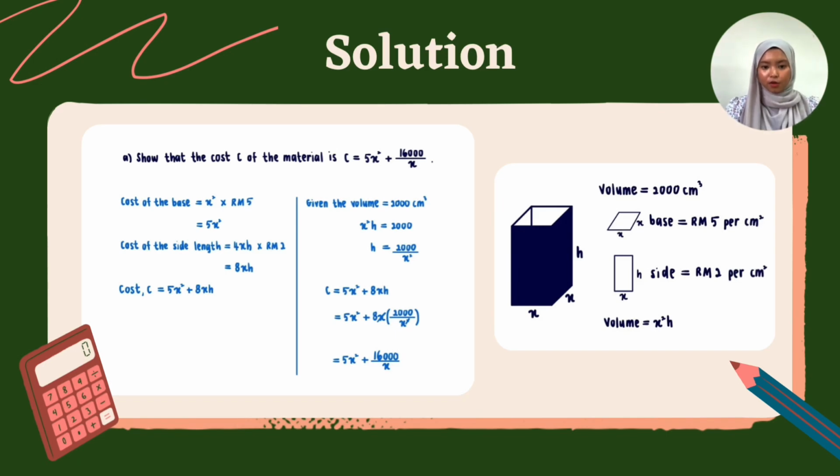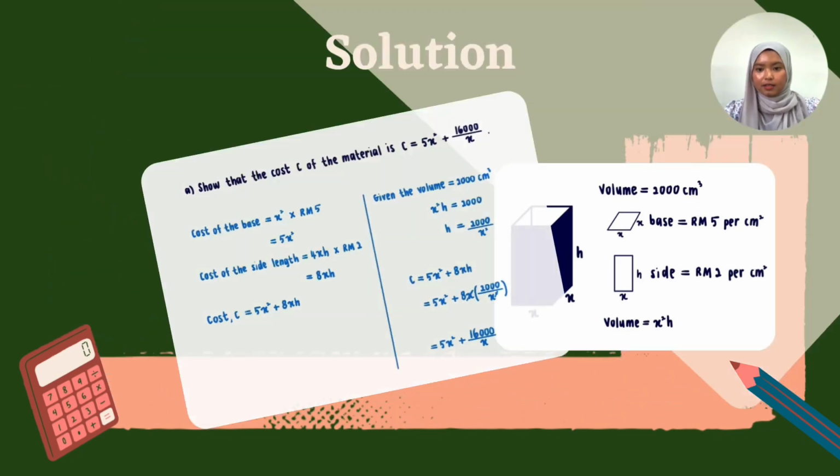Now, given the volume equal to 2000 cm3, which is x squared h equal to 2000. So to find h in terms of x, we rearrange the equation and we get h equal to 2000 over x squared. Next, substitute the value of h into the cost formula, which is cost equal to 5x squared plus 8x in bracket 2000 over x squared. So simplify, and we get 5x squared plus 16,000 over x.